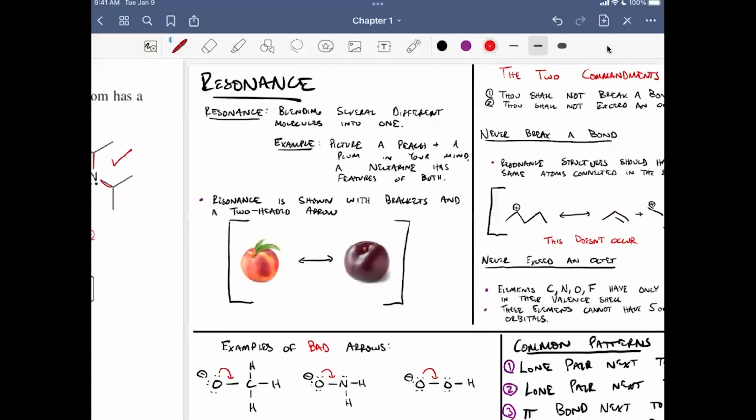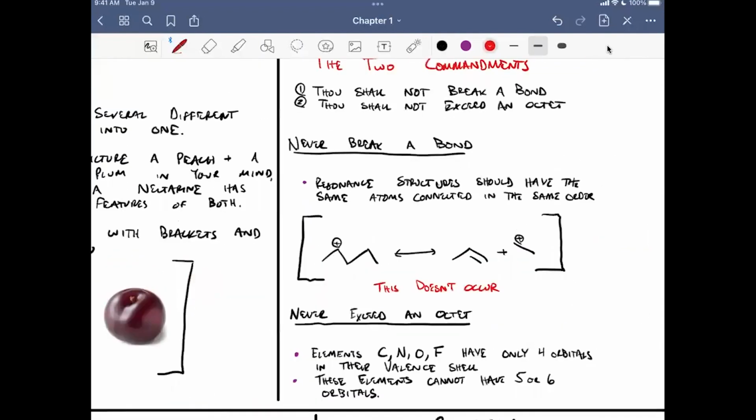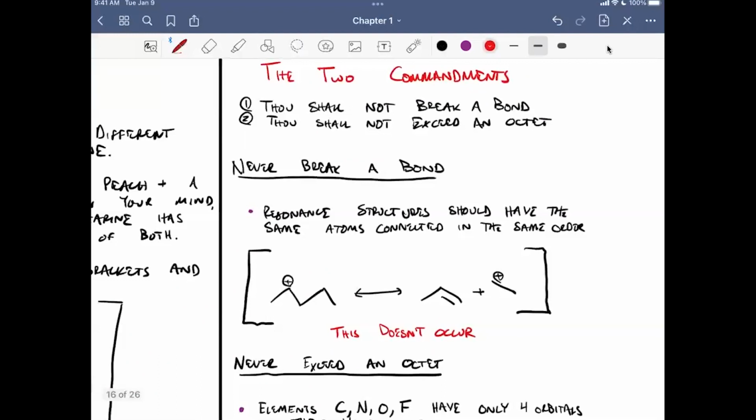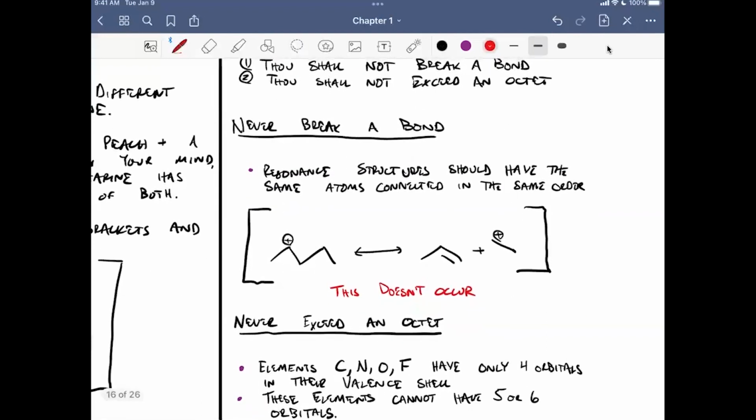All right. Moving on, for resonance, there are two commandments. You could say that there are things you can never break when doing resonance. You should not break a bond, and you should not exceed an octet. So the first one, not breaking a bond, you shouldn't break one of your structures.